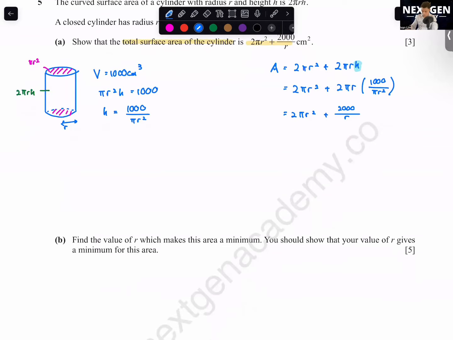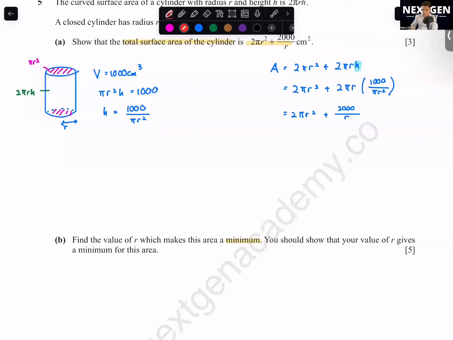Next question. Find the value of r which makes this area a minimum. You should show that your value of r gives a minimum for this area. What is it when this area is a minimum? This type of question comes out a lot in further maths. Second derivative.